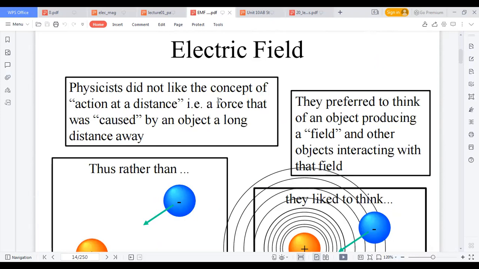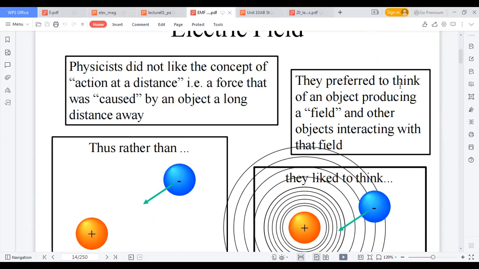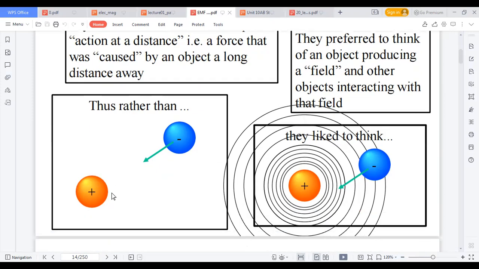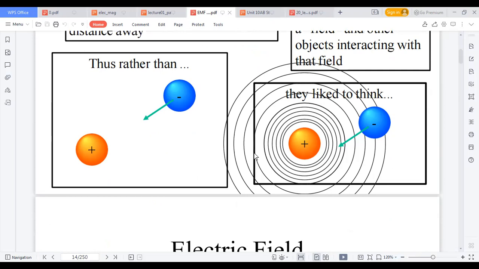Physicists did not like the concept of action at a distance, that is, a force that was caused by an object a long distance away. They preferred to think of an object producing a field and other objects interacting with that field. So this is the positive and this is the negative. Actually, it is very simple to see, but the physicist thinks like that.